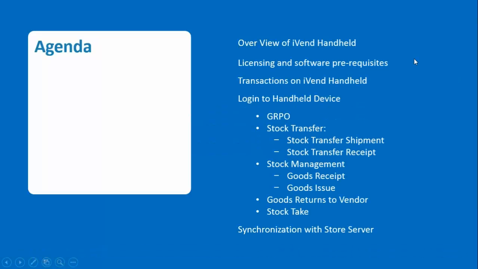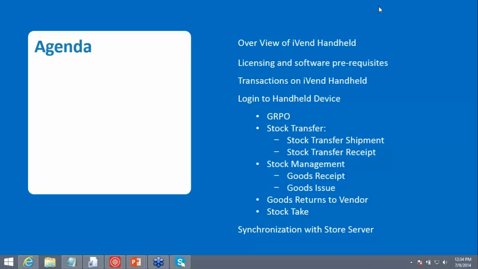Starting with today's agenda, we are going to cover the overview of iVend Handheld, that what exactly it is, how you can have the benefit of this particular iVend Handheld in your retail practices, how easy it actually is to work with, how the interfaces will look, and how you are going to see these transactions back in iVend Management Console. We'll talk about the licensing and the software prerequisites of the iVend Handheld, that what exactly we require. Then we'll see some transactions on iVend Handheld, how exactly and how effectively we can do the transactions using the handheld Windows mobile devices.